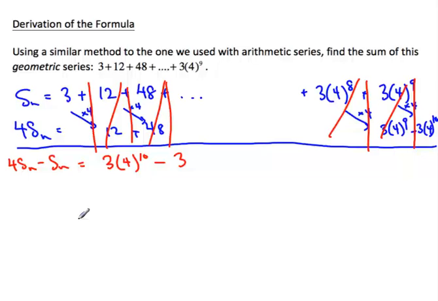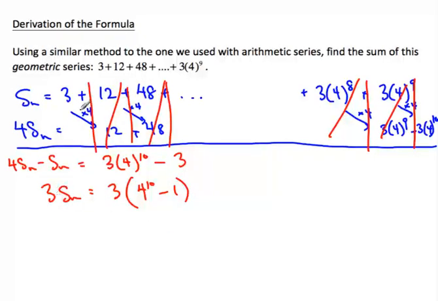If that was confusing, you might want to pause, rewind, and go back over that. The idea is I've multiplied the top row by 4, it's shifted everything over 1, it's created a kind of offset pairing where I've got this edge hanging out and this edge hanging out here, unpaired. Everything else is paired, and I subtract the top from the bottom, so 4 S sub n minus S sub n. This is uncancelled and this is uncancelled. On the left side then I have 3 S sub n, and on the right hand side I have a common factor of 3 which I can factor out, giving me 4 to the power of 10 minus 1.